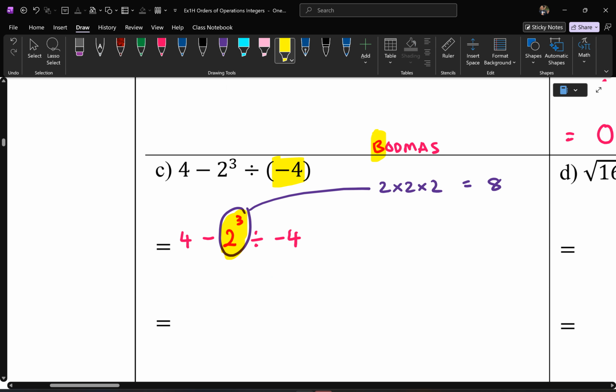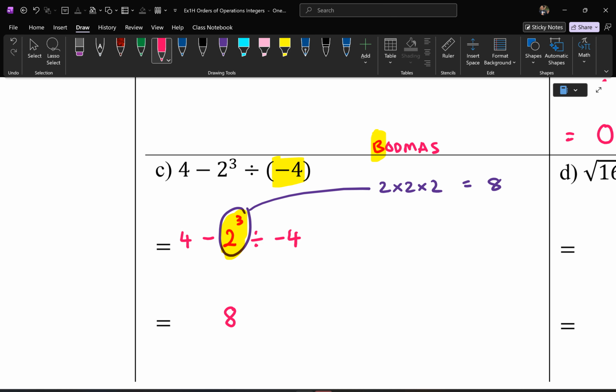All right, so what's the next step? We say do orders or powers first. So again, we just worked out that is 8. Great. I still have a 4, I still have a subtraction sign, I still have a division sign, so I fill it in. And I still have the -4 from the brackets. Now I've removed the brackets. I've removed the powers. What's the next thing in the operation, Lennox?